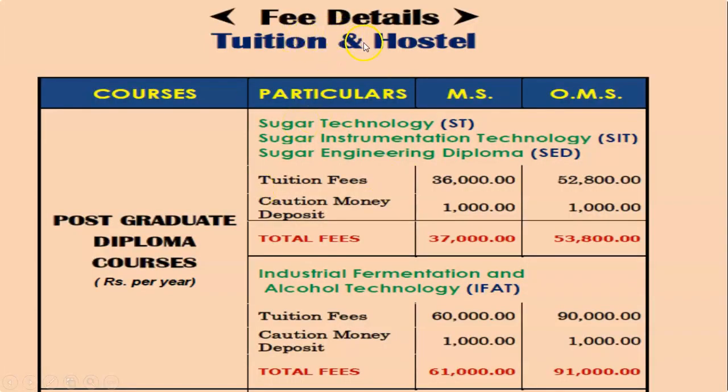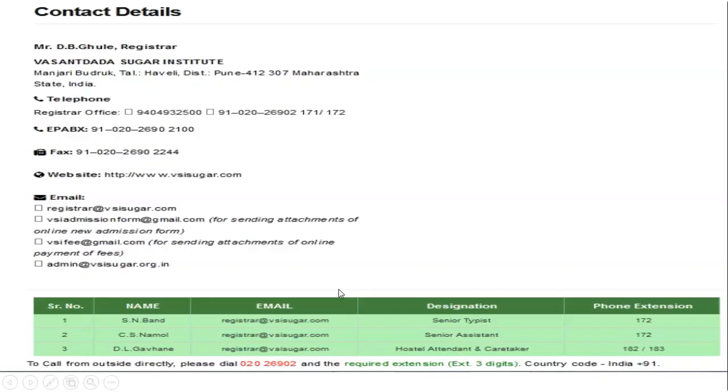Then this is the fee structure of this postgraduate diploma course. For industrial fermentation and alcohol technology, the tuition fees are 60,000. Then the caution money deposit is 1,000. So 61,000 fees here, and here that is 91,000 total fees. So this is about the fees of the industrial fermentation and alcohol technology course.